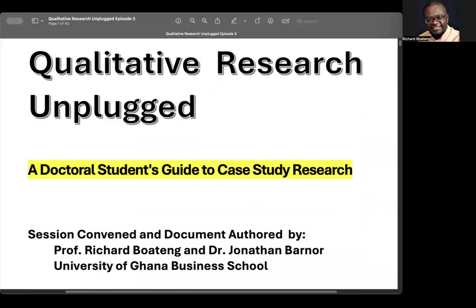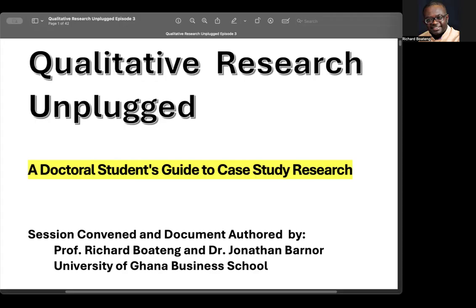And as you embark on your own doctoral journey again, especially those of you undertaking the Advanced Qualitative Research Methods course, please remember that case study research is a method that truly empowers you. It allows you to unravel those complex, messy, real-world phenomena in their natural context, enabling you to make unique and potentially very impactful contributions to your field.